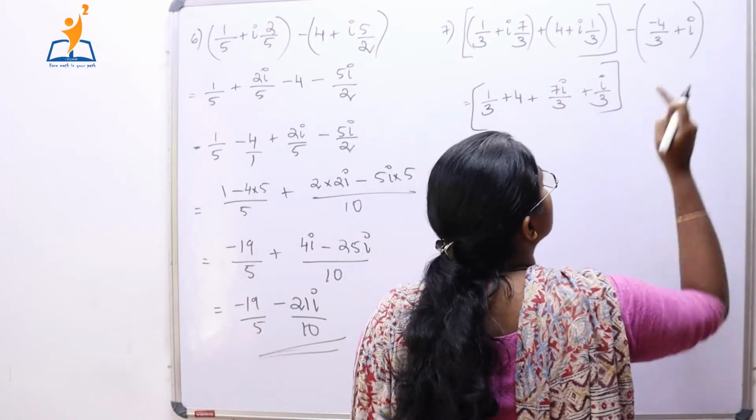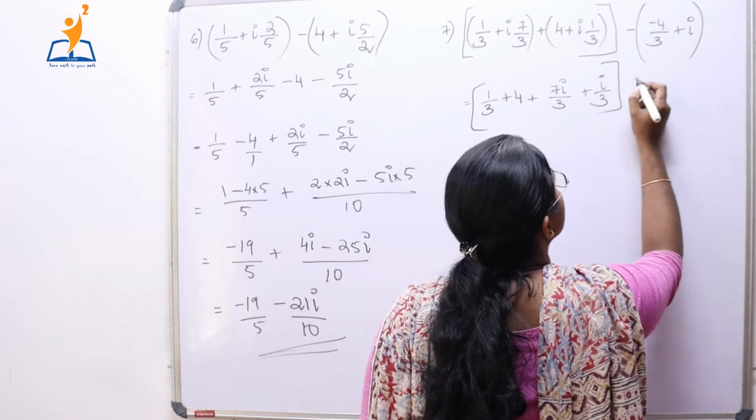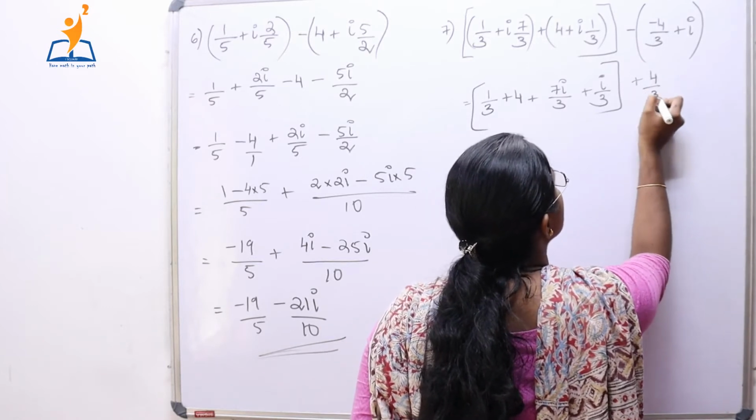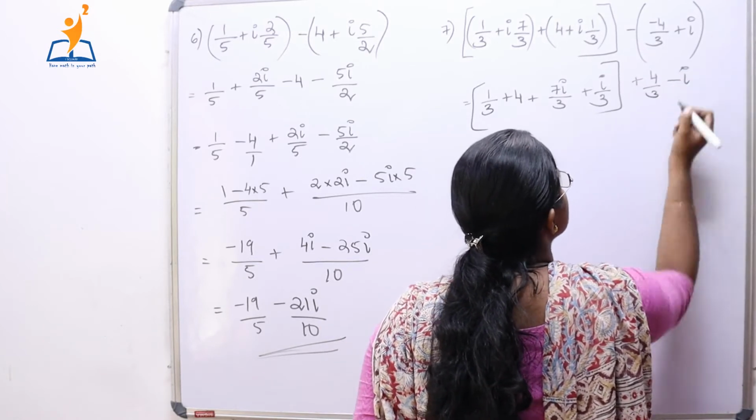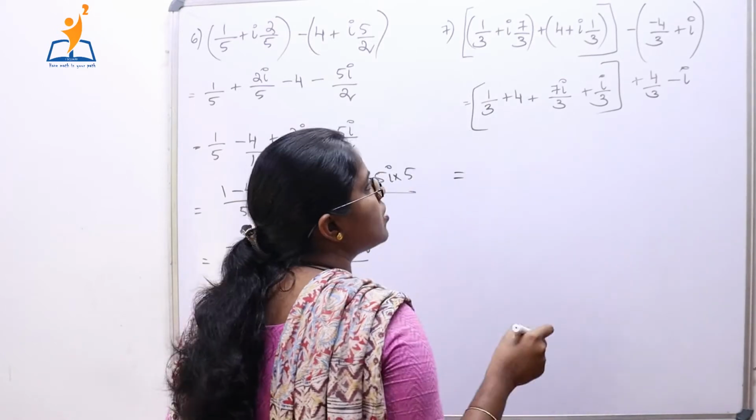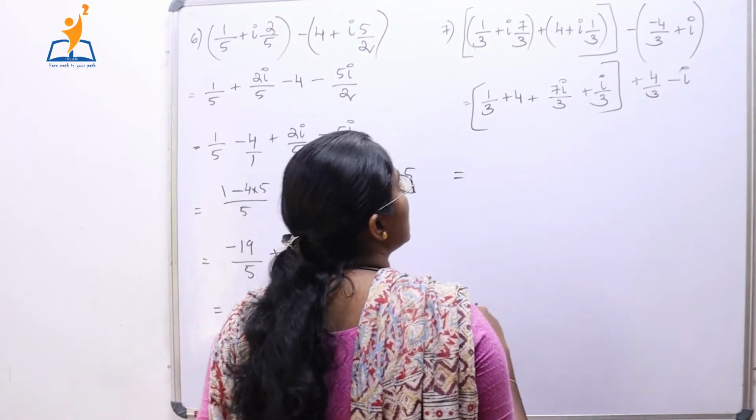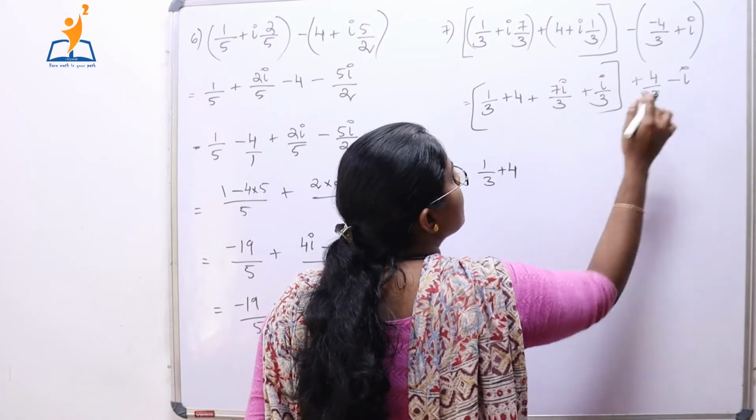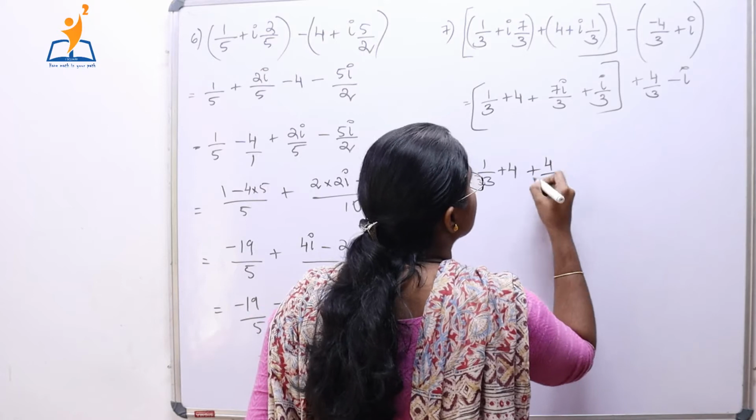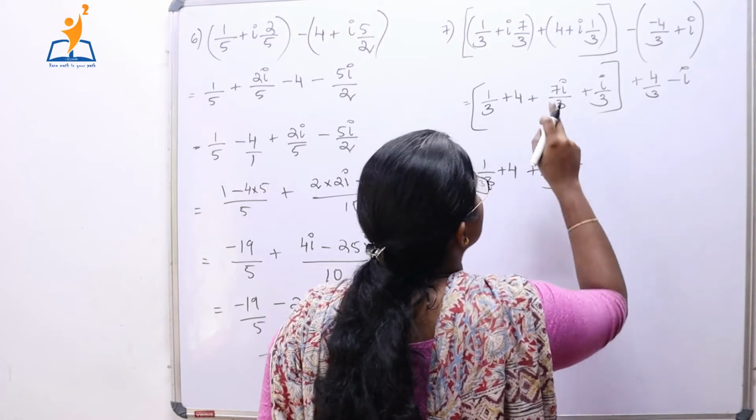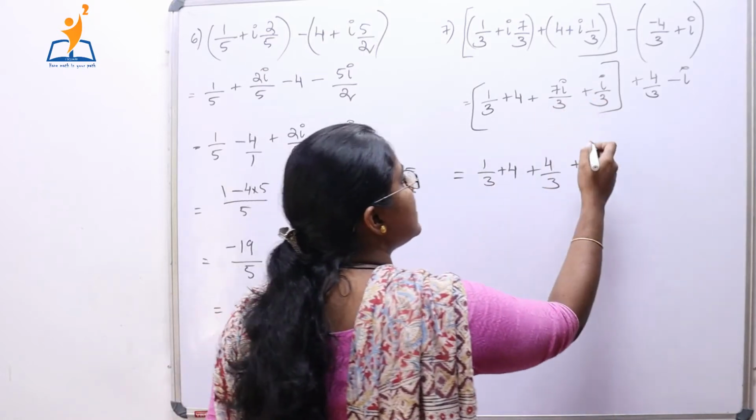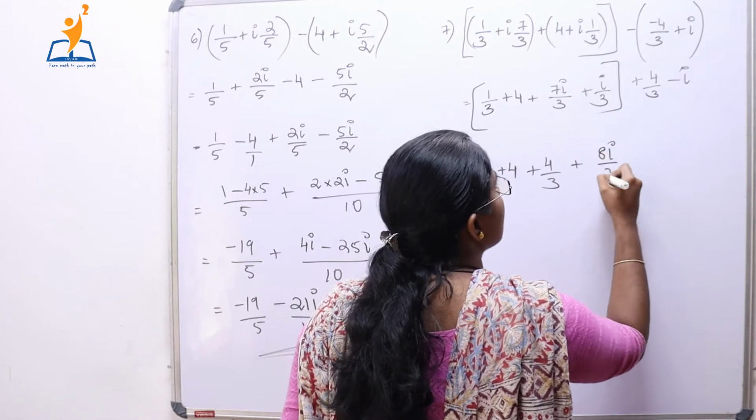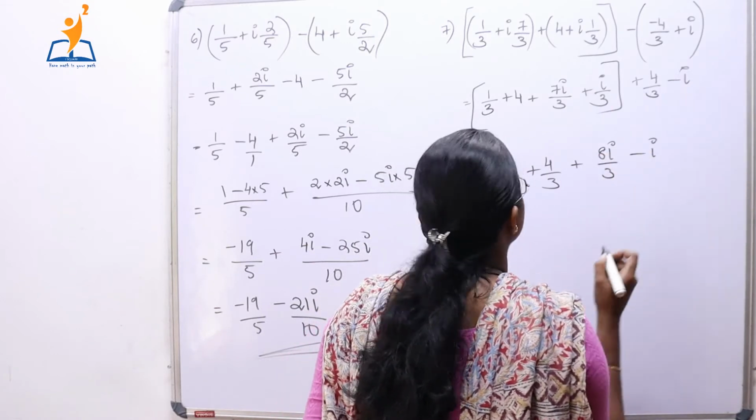So minus is common to both these terms. So minus into minus 4 by 3 is plus 4 by 3. Minus into i is minus i. Now we are going to add all the real parts together. That is 1 by 3 plus 4 plus 4 by 3. Again here plus 7i by 3 plus i by 3 is 8i by 3 and minus i.